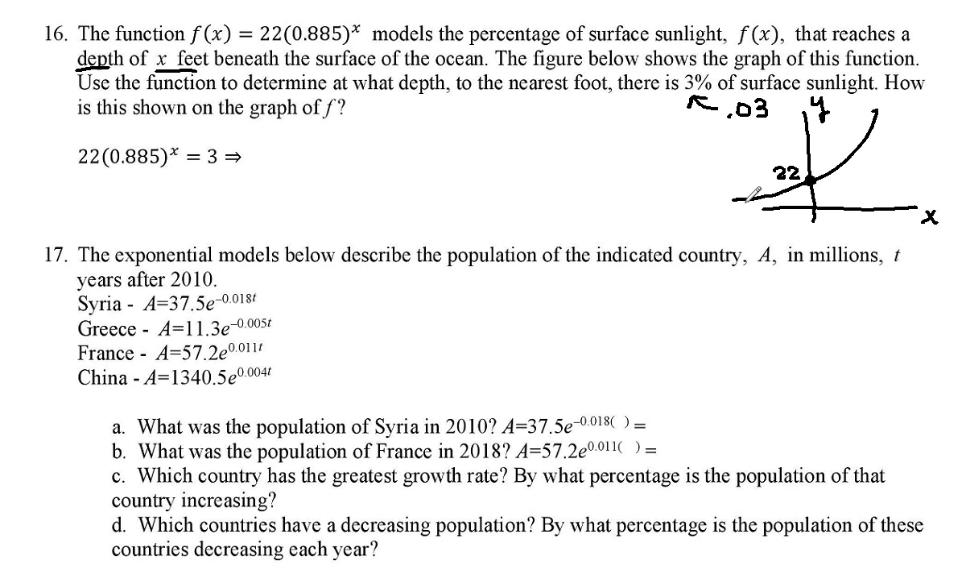Because x is a number of feet below the surface. That's going to be a positive number. So it's really the right-hand part here. That's our graph right there.